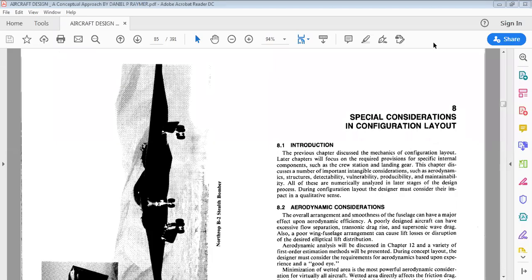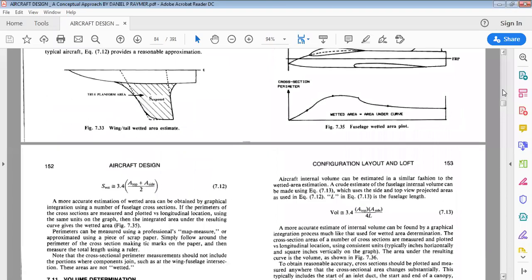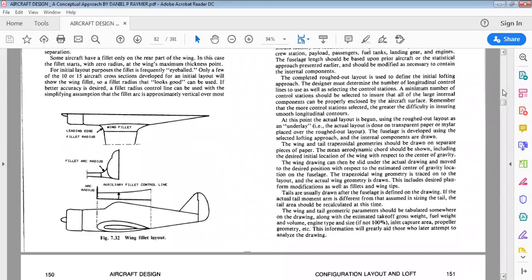So, special considerations in configuration layout. Whenever we saw the configuration layout in the previous section, what were the configuration sections? We saw each and every component of an aircraft, for example the landing gear, the fuel, where we need to fill it, and where the wing will be fixed. So we see each and every thing in that.